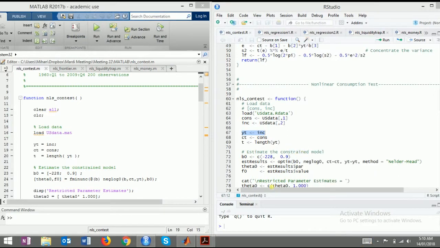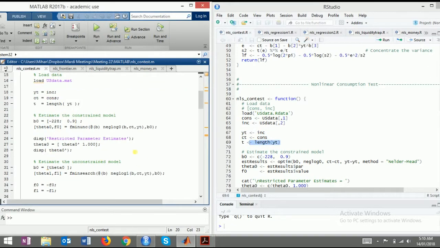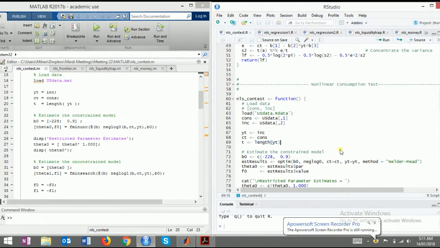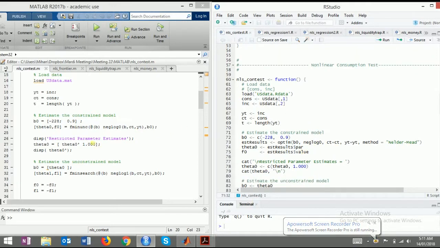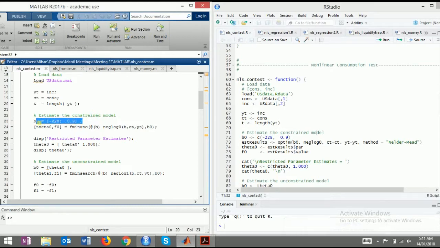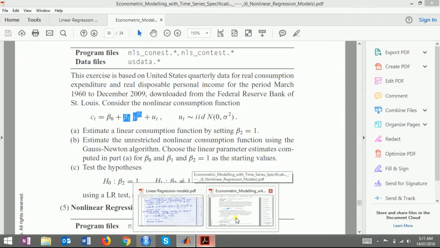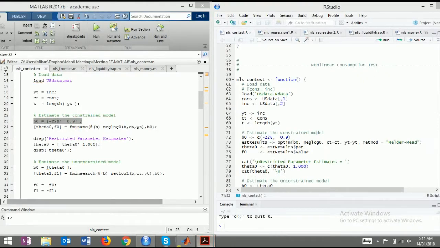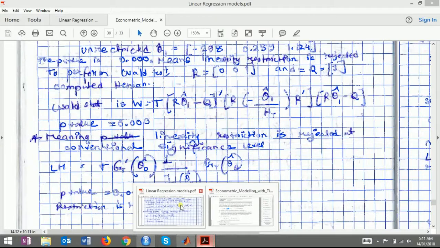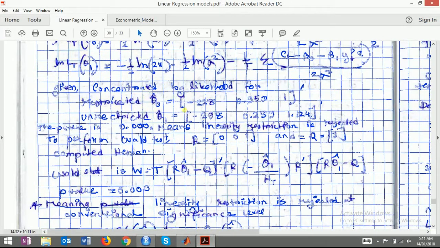Okay, after that we take t, which is the length of y, then we estimate the constraint model. Simply, we estimate the constraint model by calling our functions. So you see from the question we have been given b0, which is minus 228, minus 0.9, and 0.9, which is basically coming from our previous estimations here.